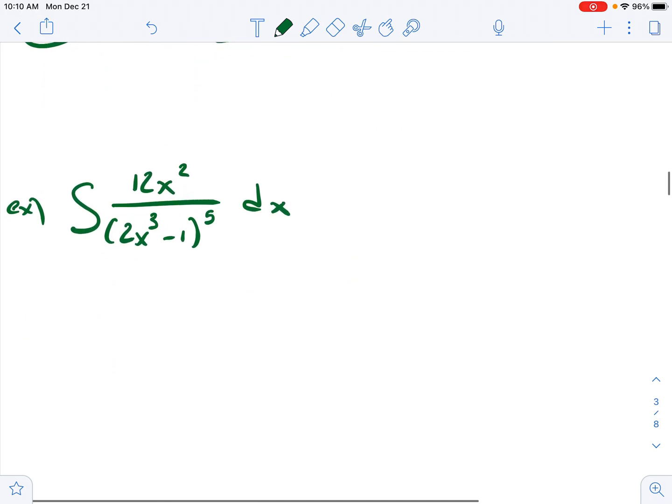Next up, we've got the integral of 12x squared over the quantity 2x to the 3rd minus 1 to the 5th. What are you thinking for u? If you're thinking this quantity in the denominator, you are correct.